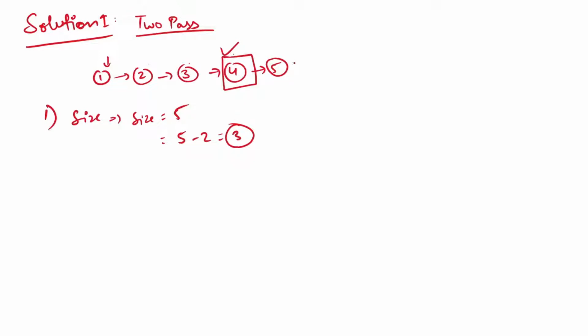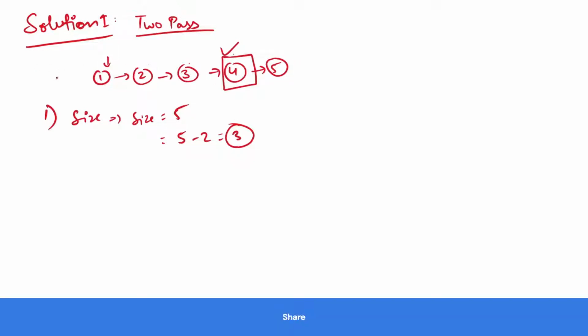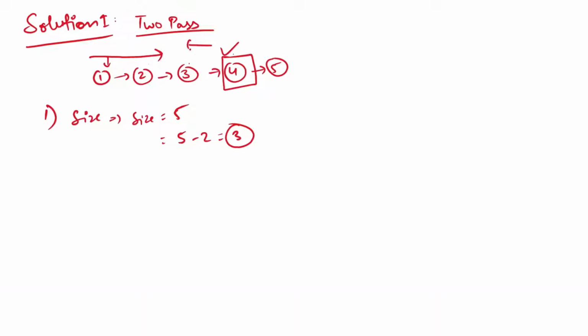Because in a list we can iterate in this way only, we can't iterate from the end. So first of all we find the size, and then we will delete the 5 minus 2 node. What does it mean? From here we will come here, and after coming here, we will make this link point to this and we will delete this.